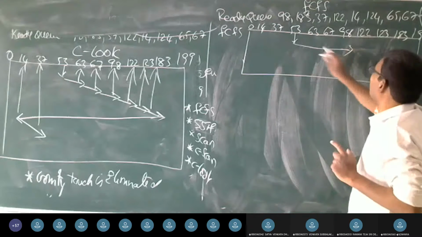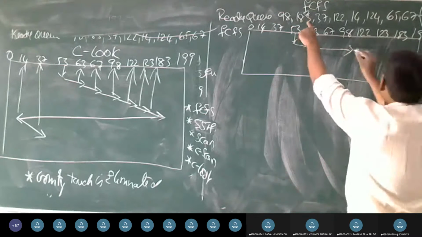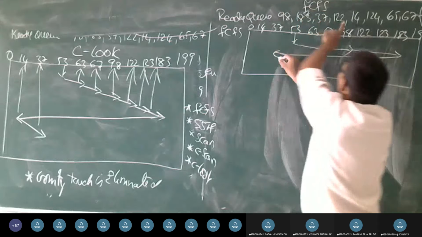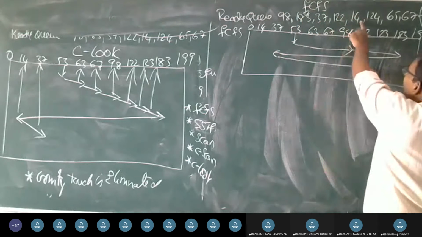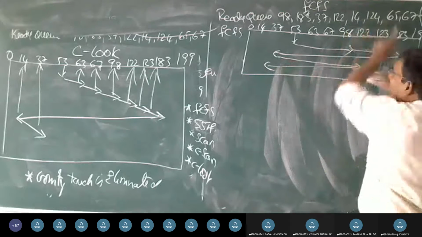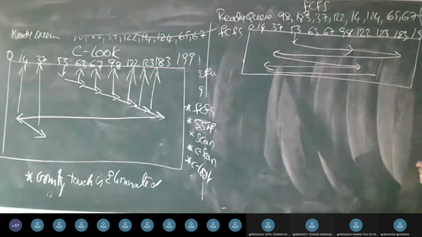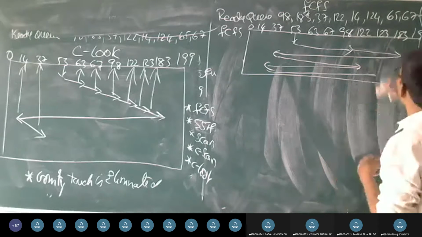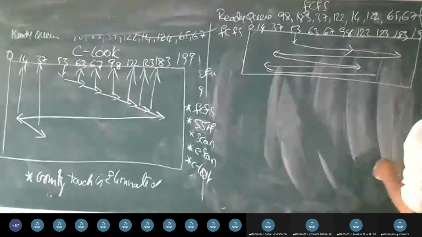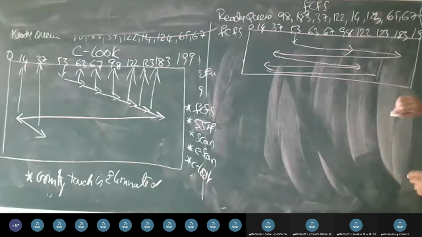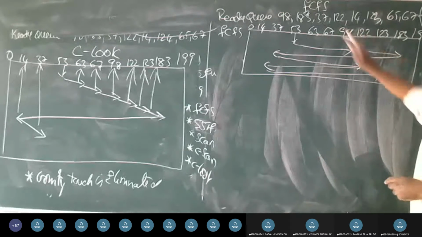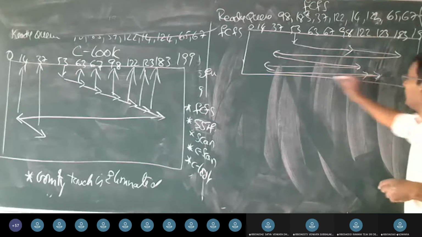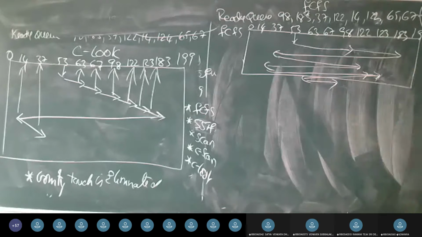98. Go to 98. After 98, it is 183. Go to 183. After 183, 37. After 37, 122. After 122, 14. After 14, 123, sorry, 122, I think, right? After 122, you take 123, then it has to move to 65, then it has to move to 67.